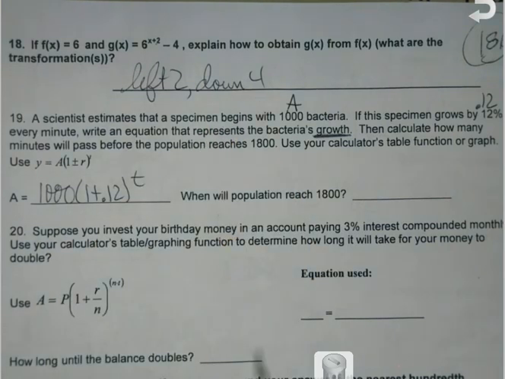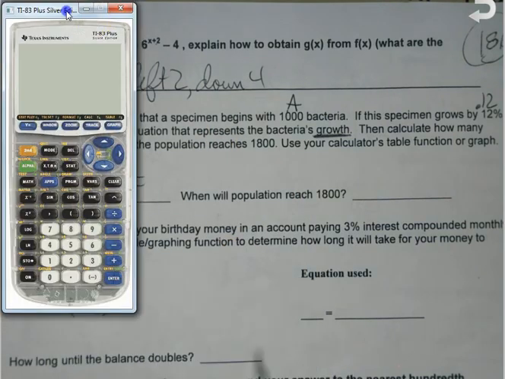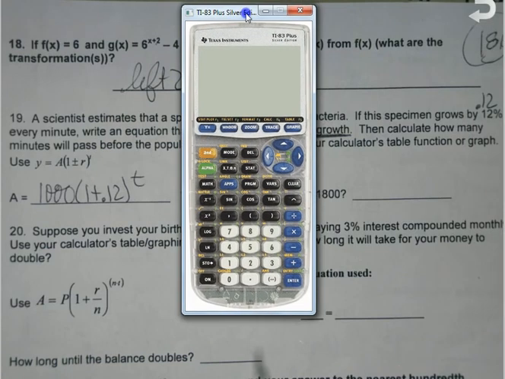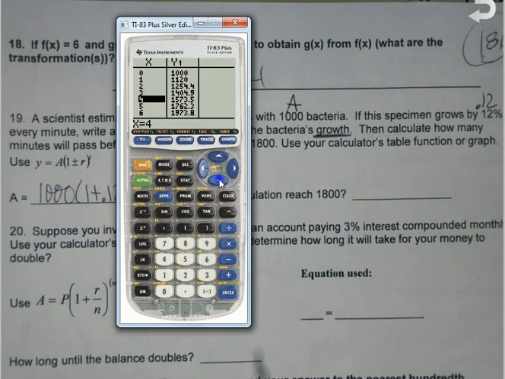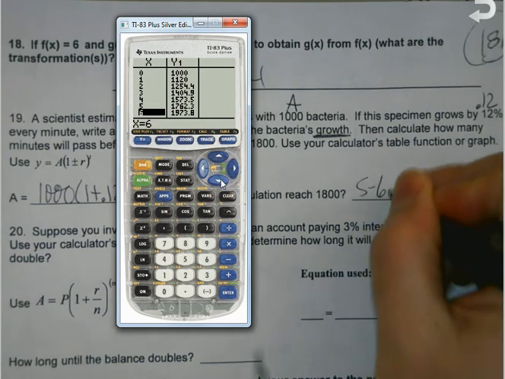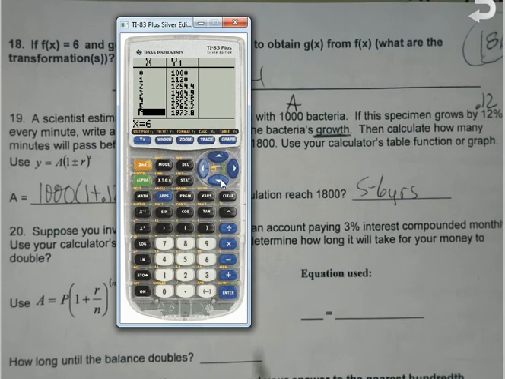When will the population reach 1,800? Let the calculator do the heavy lifting. Type in your expression. Look at your chart. And again, when is it going to reach 1,800? Somewhere between 5 and 6. Keep life simple.